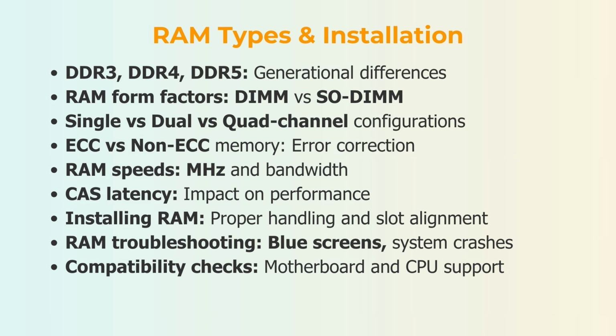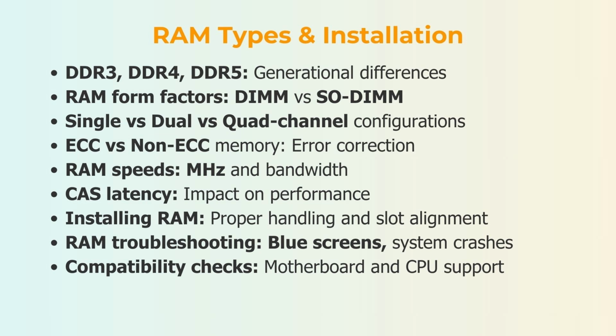You will also need to know about single-channel, dual-channel, and quad-channel configurations. Using dual or quad channels can significantly improve performance as it allows the computer to access multiple memory modules at once. Another key concept is the difference between ECC RAM, error-correcting code, and non-ECC RAM. ECC RAM is mainly used in servers because it can detect and correct data corruption, whereas non-ECC RAM is faster but doesn't offer error correction.